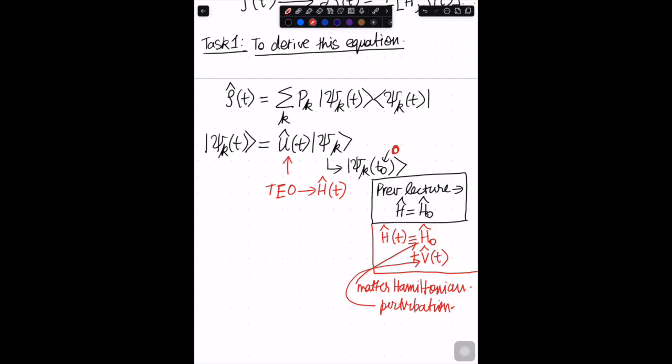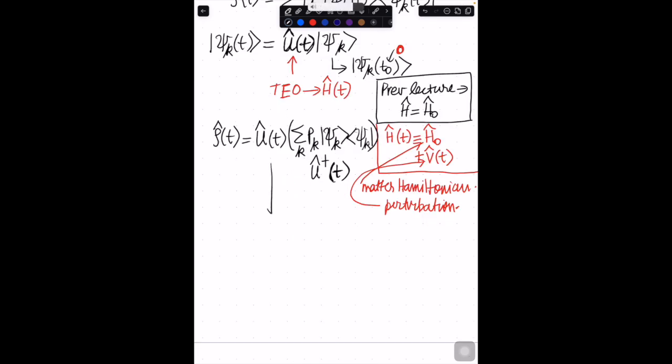Okay, so I'm not specifying the form of this time evolution operator just yet. So in that case, what you get is rho hat of t is equal to U hat of t, sum over k, p_k, |psi_k><psi_k|, U hat dagger of t.